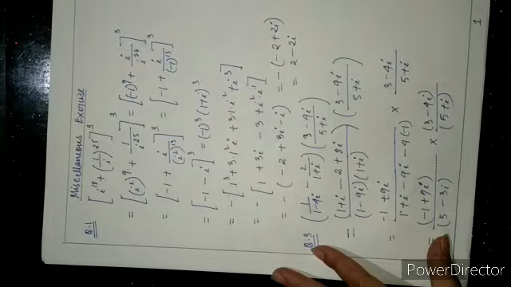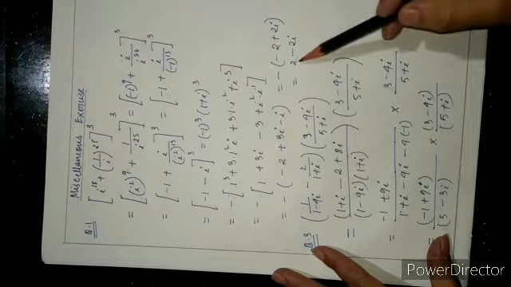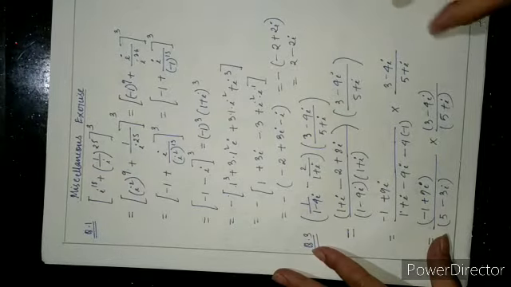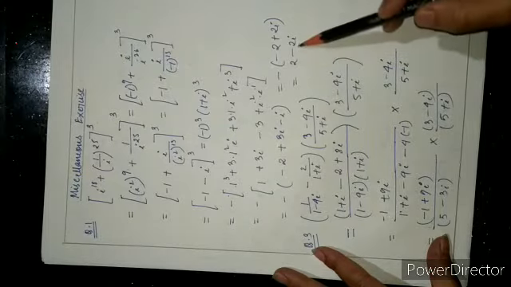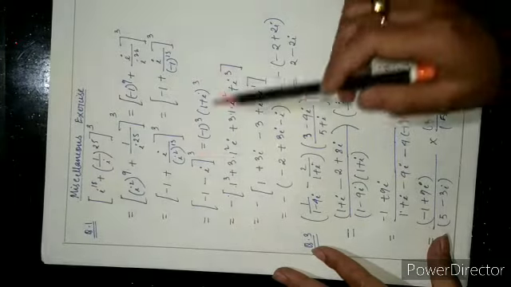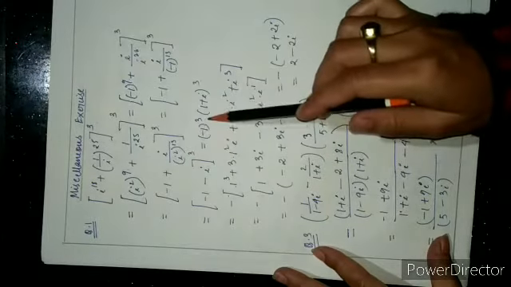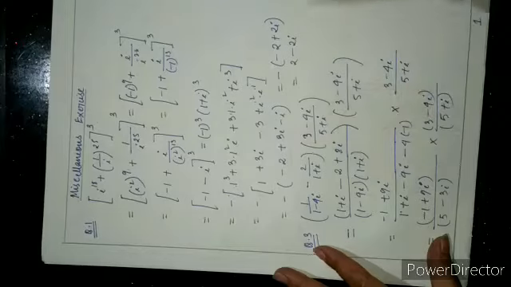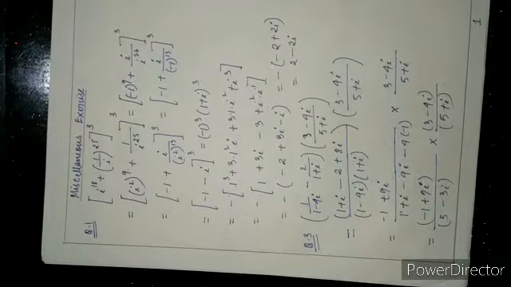So the given expression is reduced to 2 minus 2i, which is a complex number. The real part is 2 and the imaginary part is minus 2. Using the rules of powers of i, we reduce the expression to the form a plus ib.